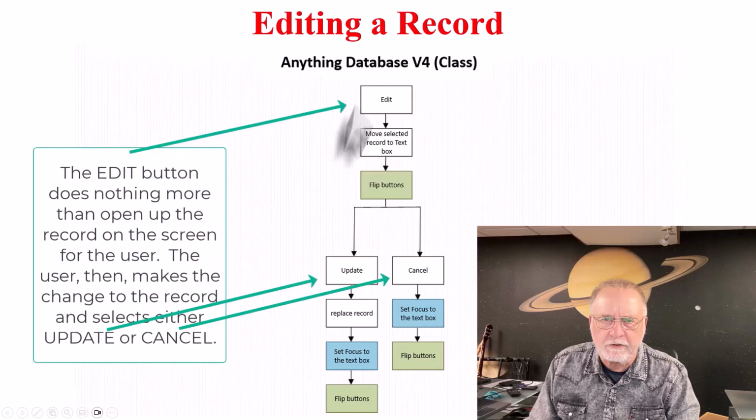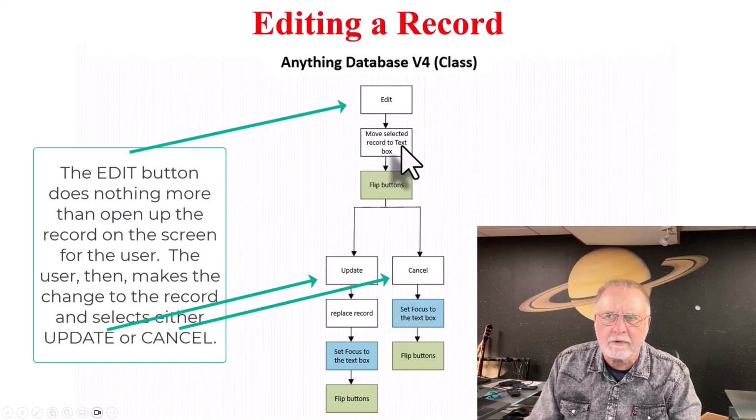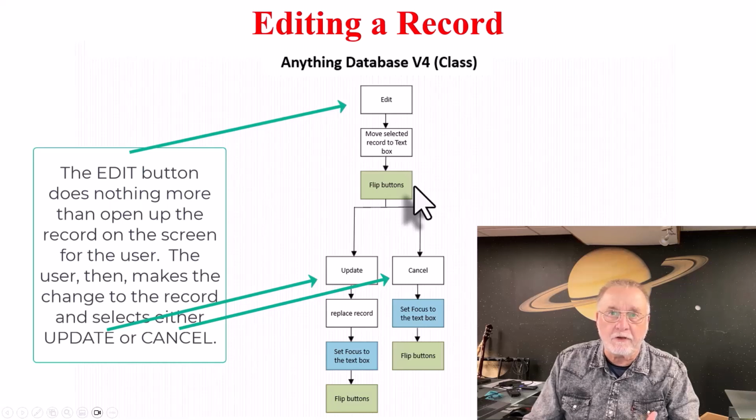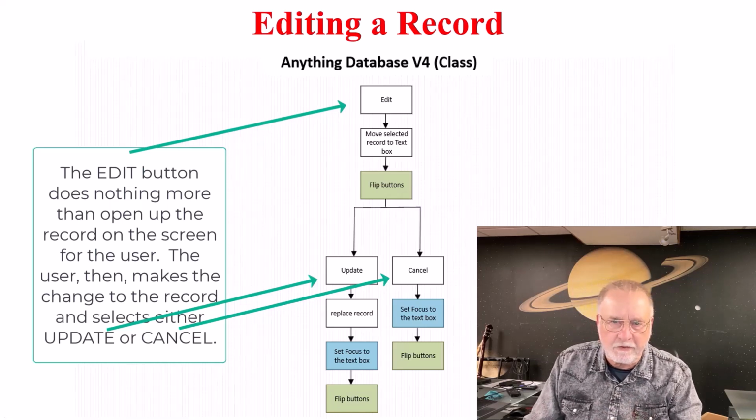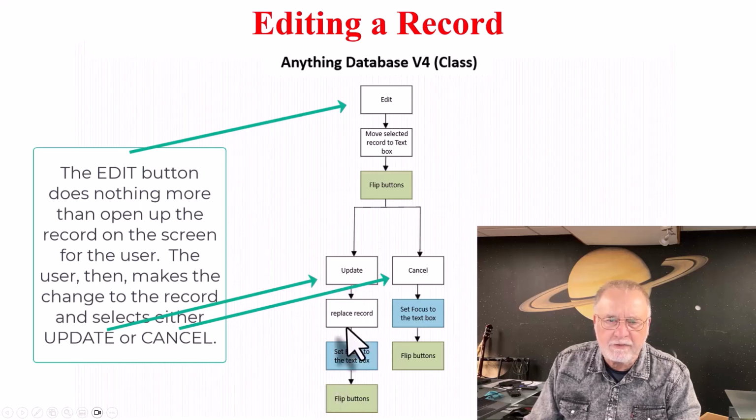We'll zoom in on this a little bit and look at the actual edit. So we're going to move a record to the text box. In other words, if we see something there, we want to edit it. We want that thing frozen so we can get at it. We're going to flip the button so the user cannot do anything else other than edit, then cancel or update once he gets into the process. So cancel and update are going to be down here, and they're going to be able to go ahead and update, replacing the record that's there, setting our focus in, and flipping the buttons. How can we do all this? Well, that's the coding that's going to take place to show us how to do that.